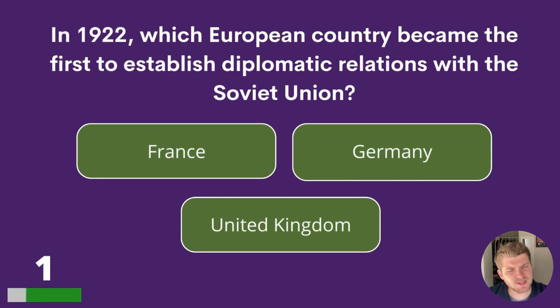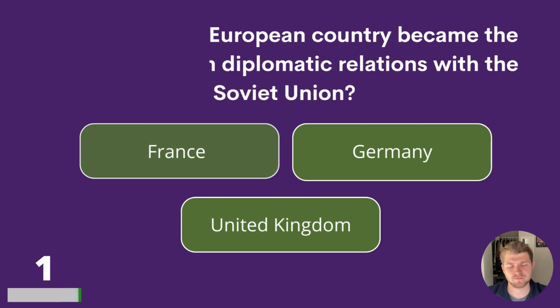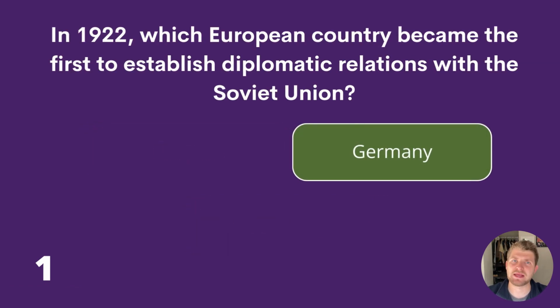Question 1. In 1922, which European country became the first to establish diplomatic relations with the Soviet Union? France, Germany or UK? The answer is Germany.